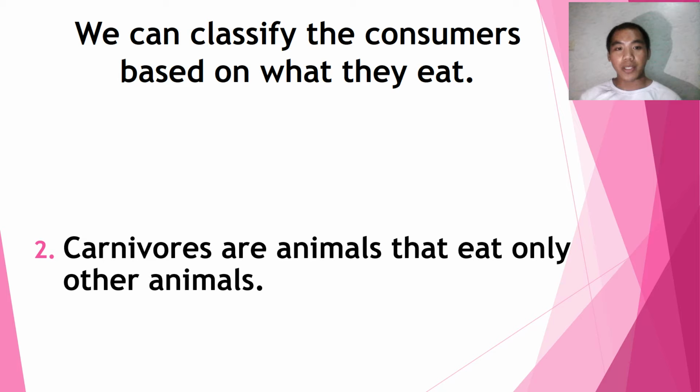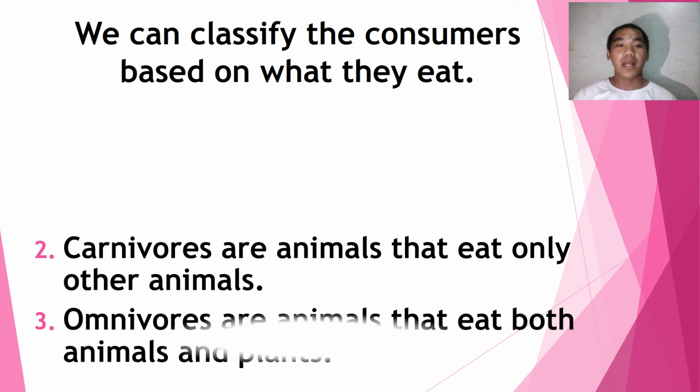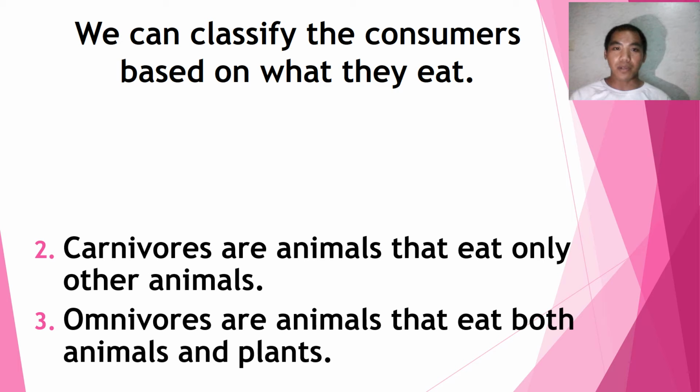Next classification, carnivores. What does carnivores mean? These are animals that eat only other animals. They don't eat plants. It's only animals or meat. Now let's have the third classification, which is omnivores. Omnivores are animals that eat both animals and plants.